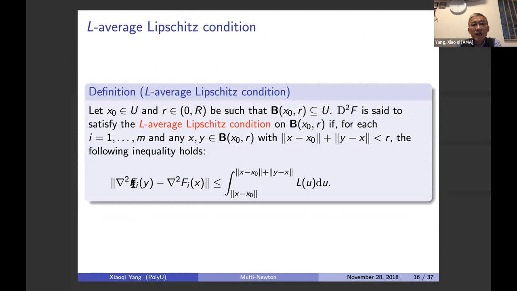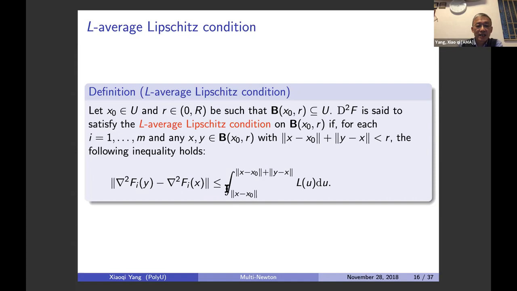So we're talking about this for the Hessian. In the Flangens paper, they use the Lipschitz condition for the Hessian of the objective function. Now we introduce the so-called L average Lipschitz condition, with this L function. If this inequality is satisfied, we say the Hessian function satisfies this L average Lipschitz condition.